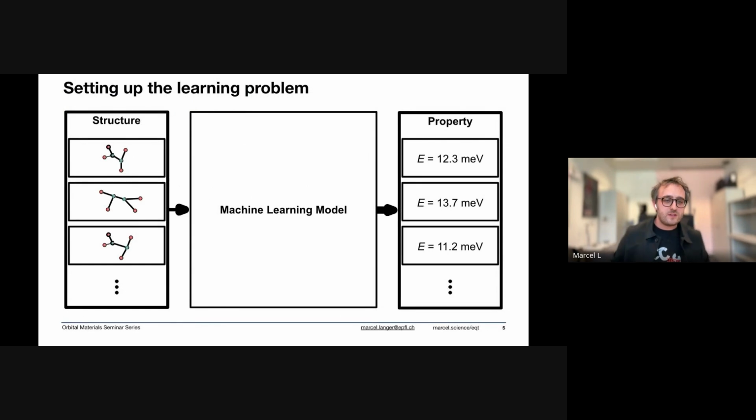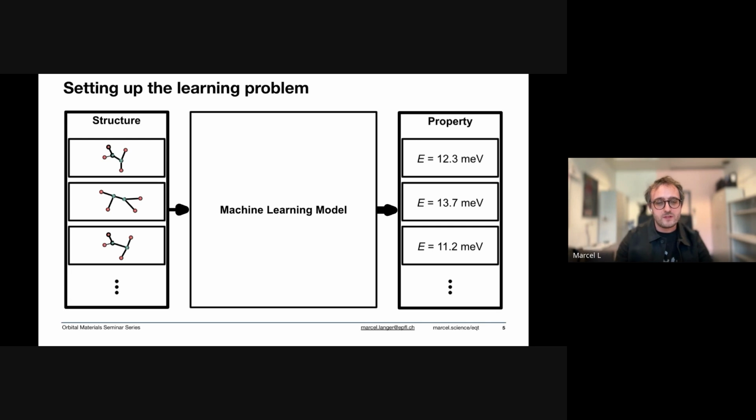So to set the stage a little bit, the general setting that we're always working in is one of trying to learn a structure property mapping with machine learning models, where our underlying ground truth structure property mapping is something like density functional theory. And usually the property that we're trying to predict, at least in the context of machine learning and atomic potentials, is the potential energy, and then the derivatives of the potential energy that give the forces and the virial or the stress, which is what actually drives dynamics simulations.